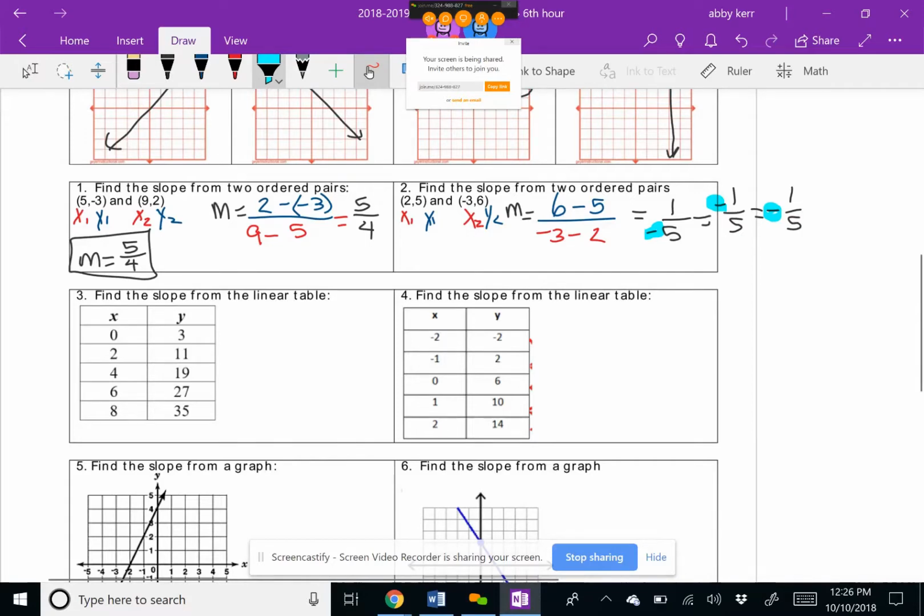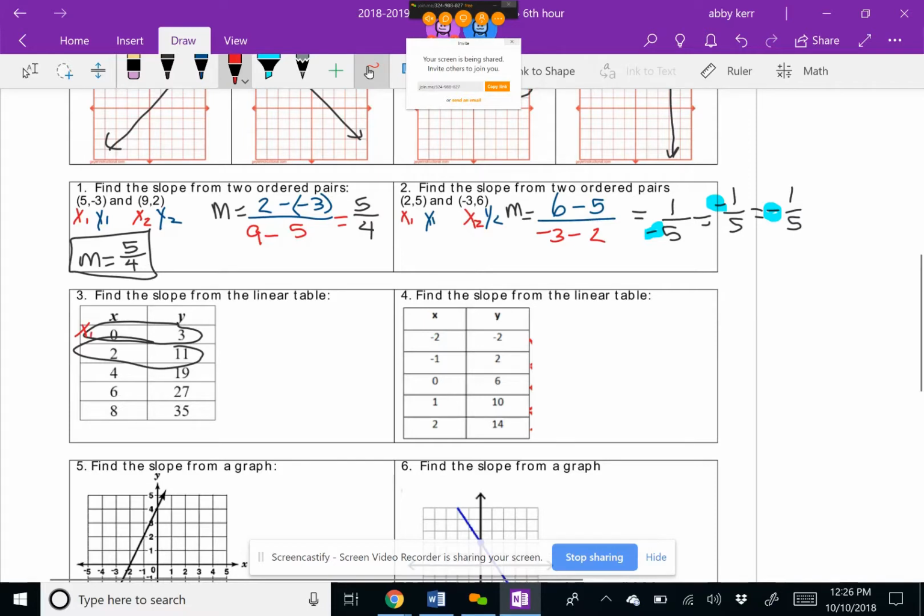Now, for number 3, you do the exact same thing as the first two. It doesn't matter which ordered pairs. You just need 2 ordered pairs. So each class actually chose a different ordered pair. So I'm just going to choose the first 2. Be careful.